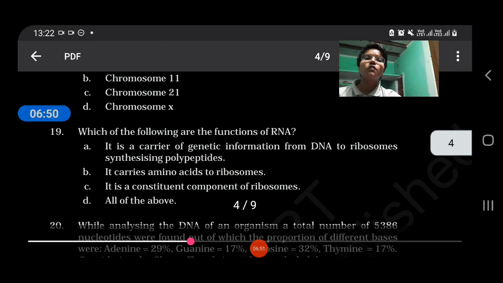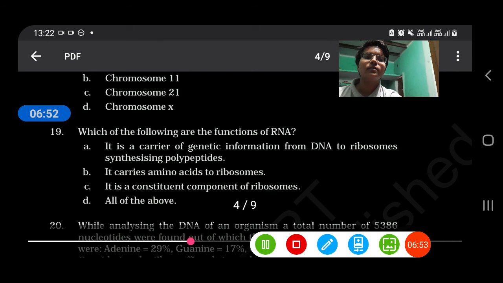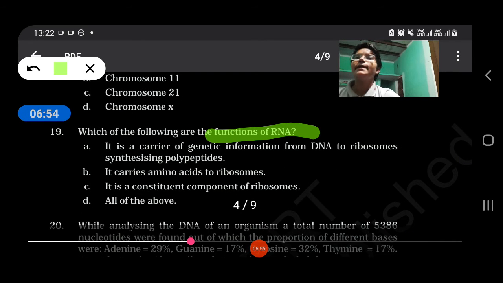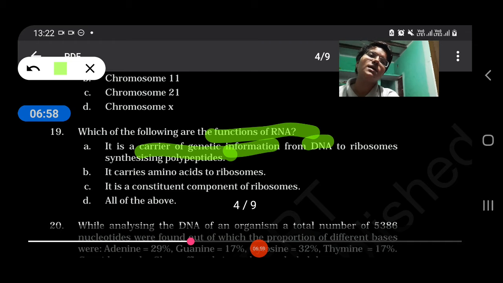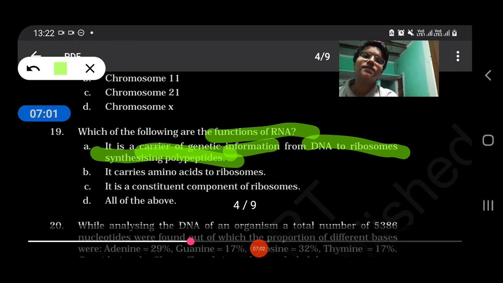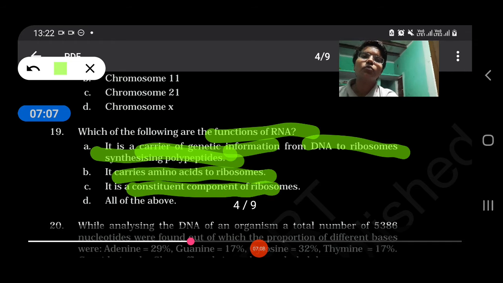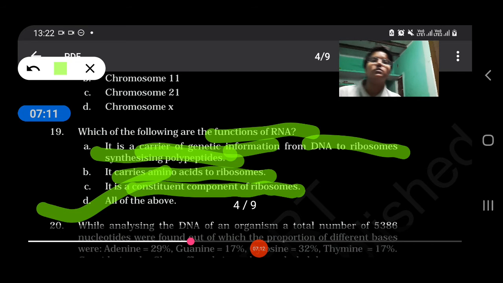Which one of the following are the functions of RNA? The functions of RNA: it is the carrier of gene information from DNA to ribosomes for the synthesis of peptides. It carries amino acids to ribosomes and it is a constituent of ribosomes. So the answer is all of the above. Okay.